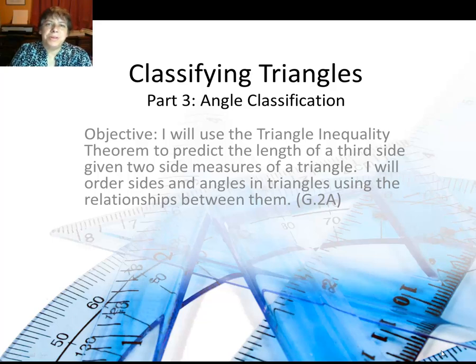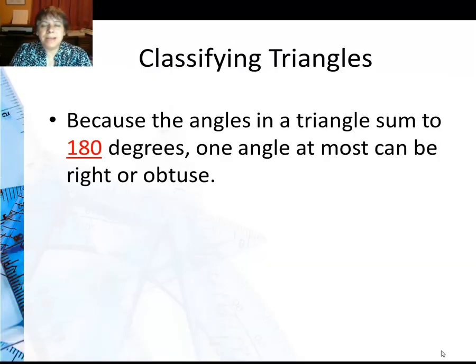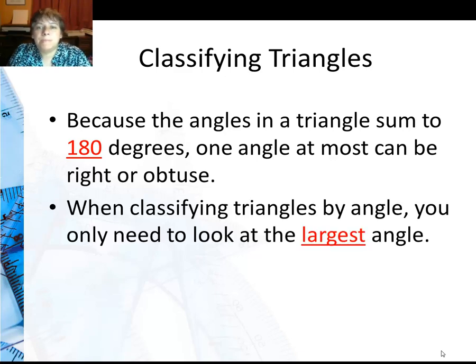In this part, we're going to look at something you're probably most familiar with, which is using angles to classify triangles. Because the angles in a triangle sum to 180 degrees, you only need one angle. One angle at most can be right or obtuse. I can't have two right angles in a triangle because then I'd have two 90 degrees, and there's nothing left for the other angle. I can't have two obtuse angles for the same reason. So when classifying triangles by angle, you only need to look at the largest angle.